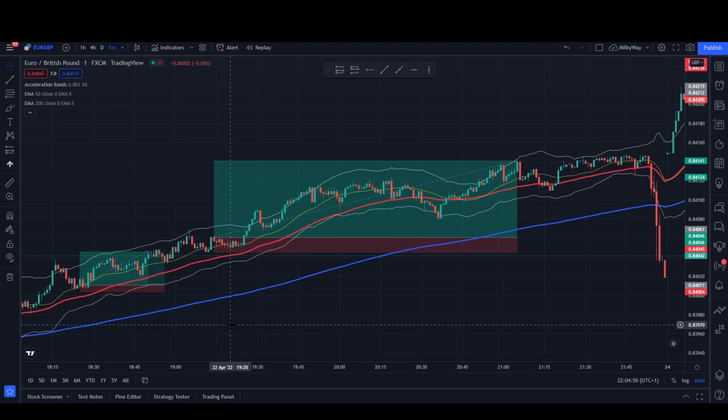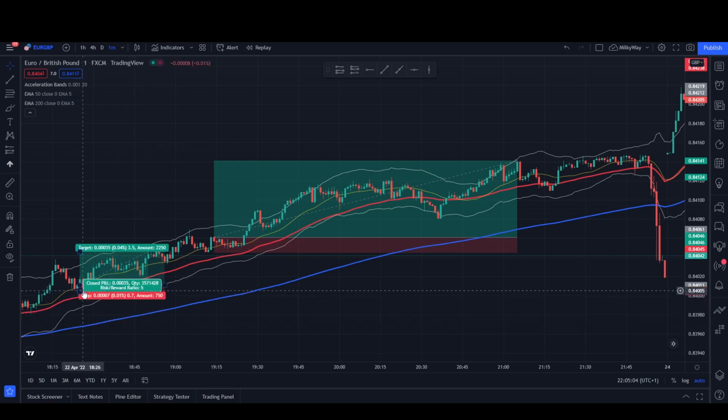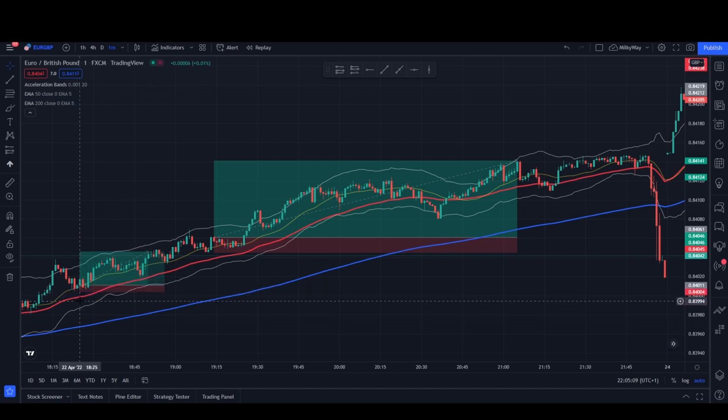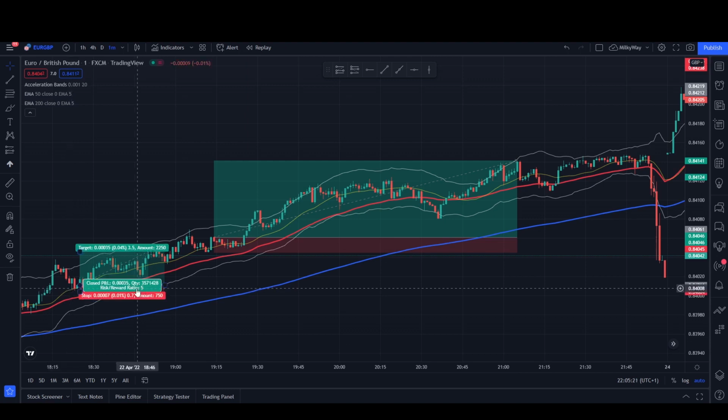So here's a couple of examples. You can see the moving averages are bullish. So the 50 EMA is above the 200 EMA. The price is above the 200 EMA. And right here, it closes above the middle band of the acceleration bands. So we enter a trade. Last swing is right here. It's got a 1-to-5 risk-reward ratio. You take profit up here.